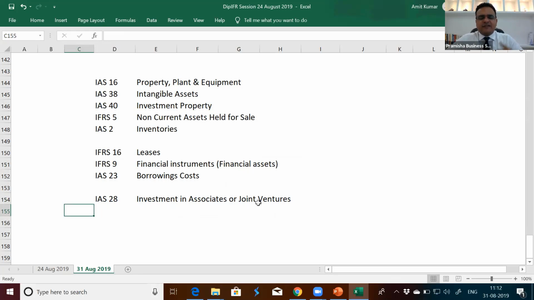But as far as assets are concerned, I think I have included all the asset standards. I'm asking you if you believe I've not covered any asset which comes on the balance sheet side, and I've not covered it as yet.